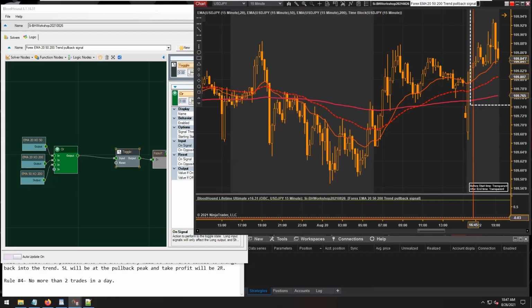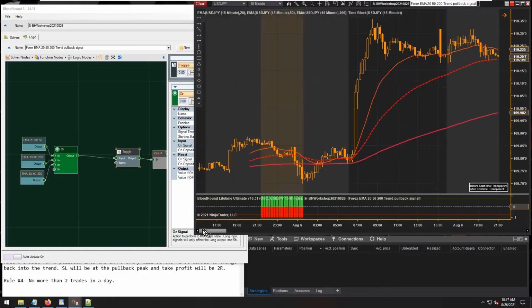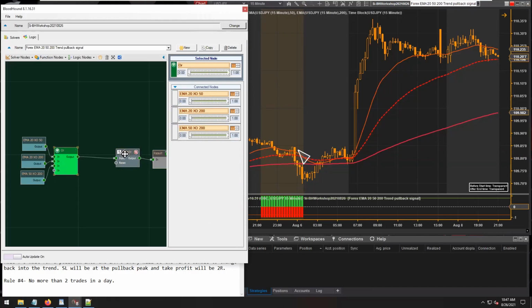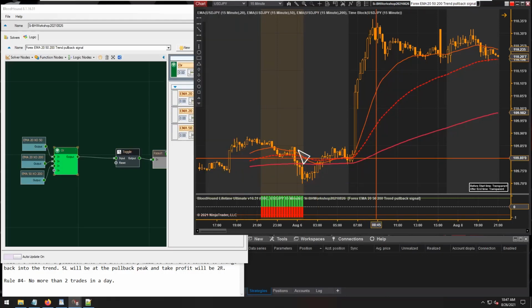And so obviously, if we scroll way back here, right, let's see. Yeah, so we have a crossover right there. So there is our first crossover right there. And so we can see the toggle node starts on and then it gets turned off because of that crossover, right? So basically we have a crossover signal coming out of our OR node and it turns the toggle node off.